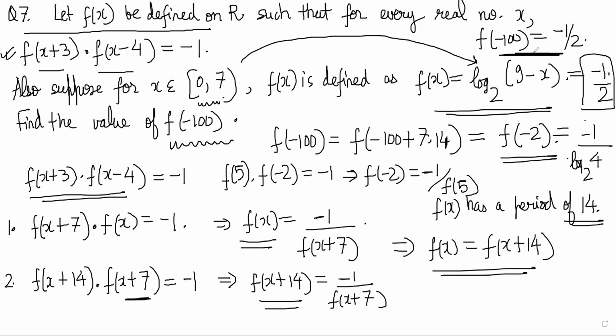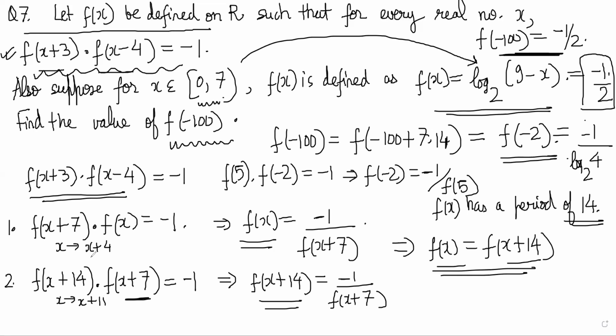How did we get this? We got this because we realized that this condition can be used and we can prove that f of x is equal to f of x plus 14. And 14 is the period of the f of x, right? How did I prove this? In the first step here, we put instead of x, we put x plus 4. And in the second step, we said instead of x, put x plus 11.